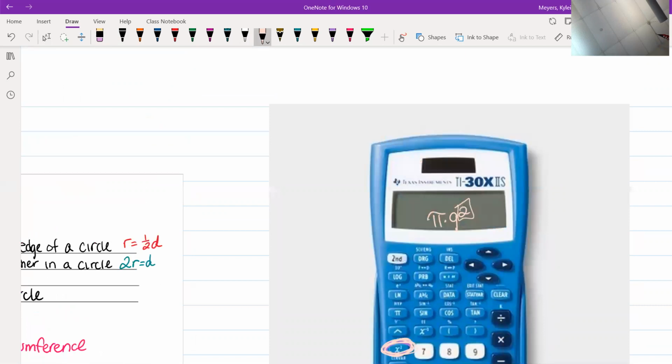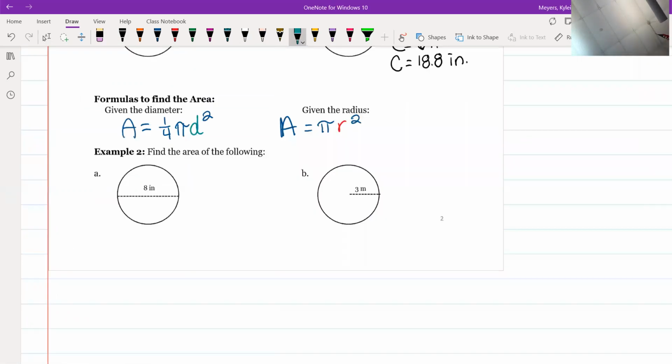So let's look at the area. We have to figure out what this is. It goes from edge to edge, so edge to edge is your diameter. So we're going to use this formula. We have area equals 1/4 pi times 8 squared. Let's do what 8 squared is. If it's 8 squared, that really means 8 times 8.